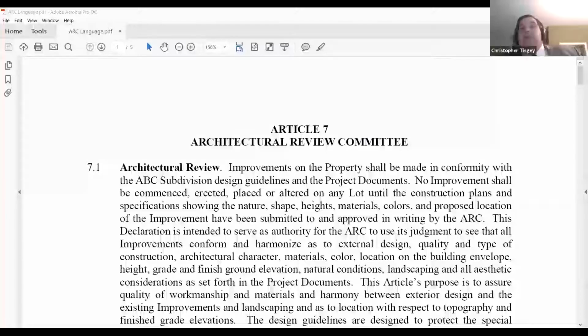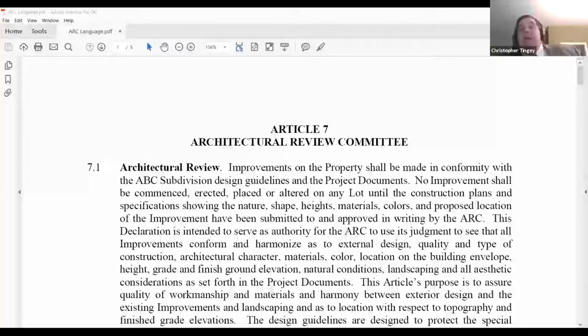Then another thing that is key in this process is that it says you have to provide plans and specifications showing all of these different elements. Now, sometimes an element may not come into play, right? So let's say I'm painting my house and I'm just repainting it the same color that it is now. Well, the height's not going to matter because there's nothing that really applies. So you have to look at each one of these characteristics separately, but it's giving you the breadth of what the ARC is doing.